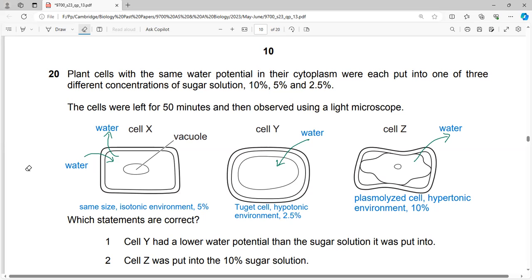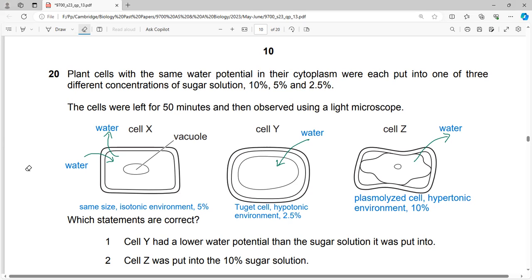In the same way, we have cell Y. It looks turgid, and this turgid cell is present in a dilute solution, or you can say a hypotonic solution. Hypotonic means inside there is more salt compared to the outside. The water will always move behind the salt, so it moves from outside to inside and the cell becomes turgid. What about cell Z? This is present in a concentrated solution, a hypertonic environment, and the water moves from inside to outside.